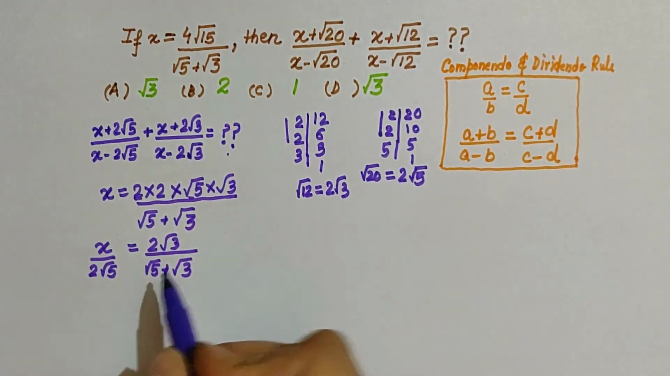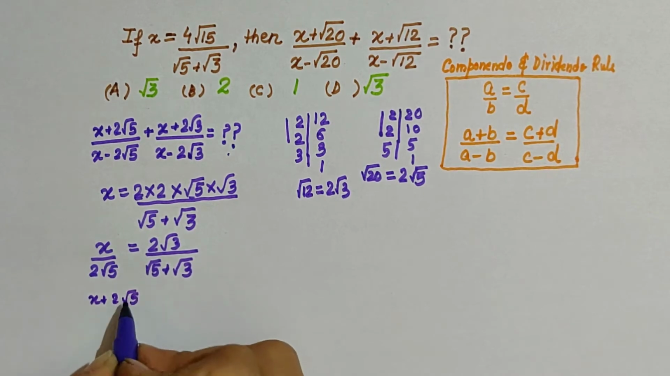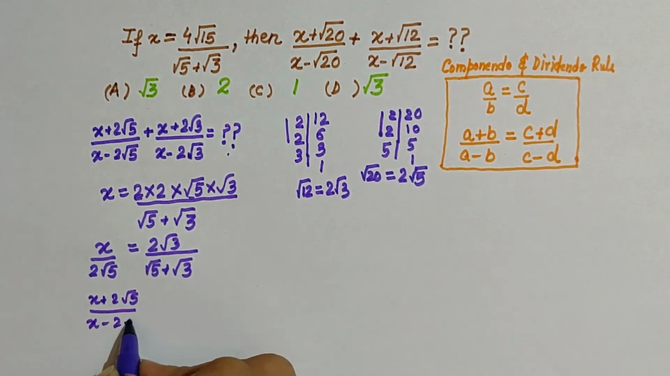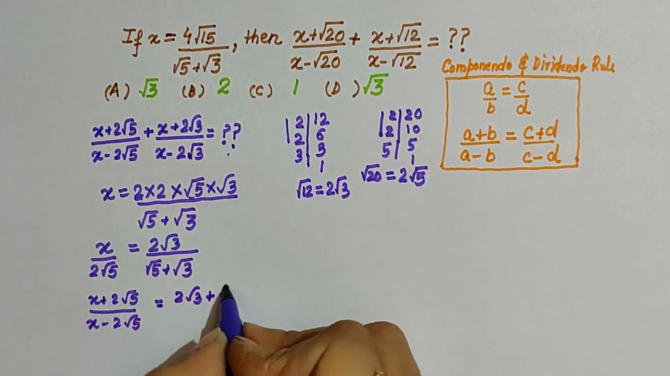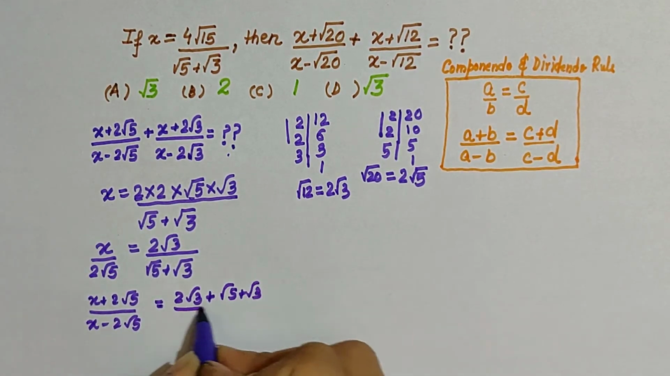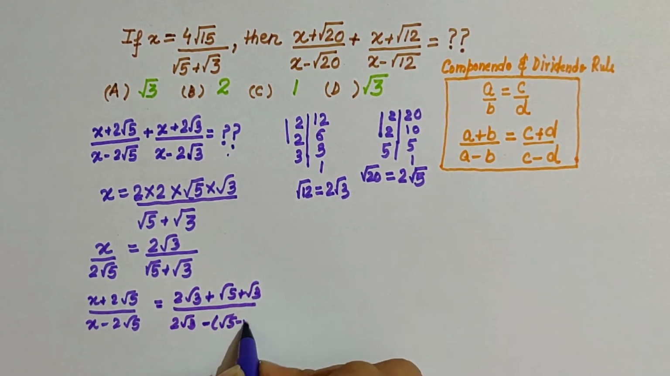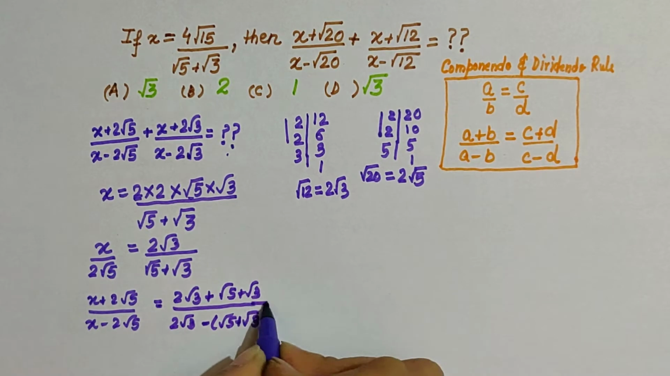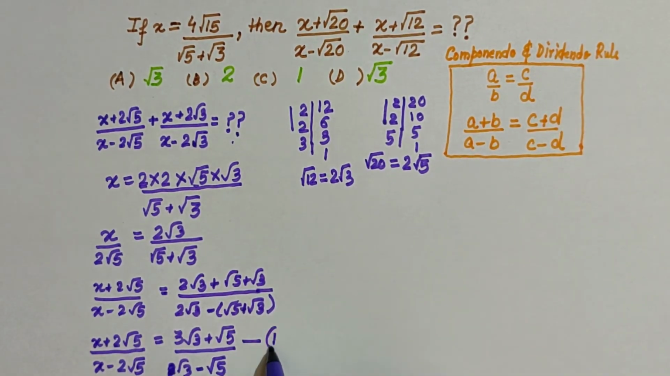Now here we will use this rule. So we can write x plus 2 root 5 divided by x minus 2 root 5 is equal to 2 root 3 plus root 5 plus root 3, right? And root 3 minus root 5 minus root 3, plus root 3, right? We further simplify the right hand side. This we say as equation 1.